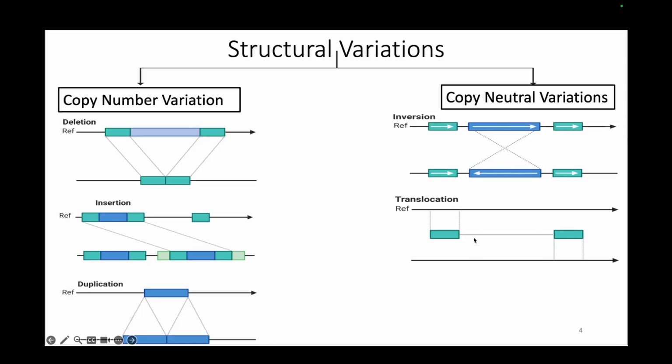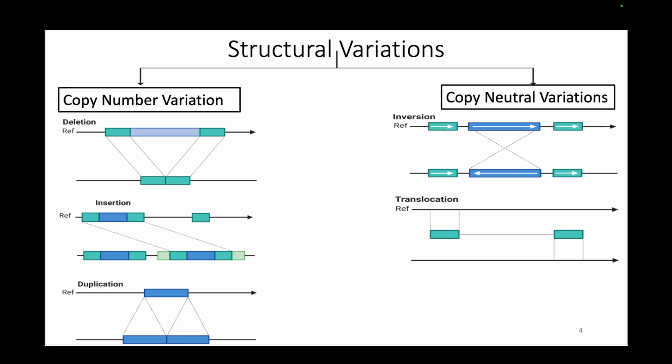Another very good example is translocation. Translocation is basically cutting off the DNA from one part of the genome and pasting it in another part. So the total amount of DNA does not change, but the region from which a particular DNA originates has changed. So this is also a structural variant, but it's a copy neutral variant because the amount of DNA has not changed. But in case of copy number variation, the amount of DNA changes.